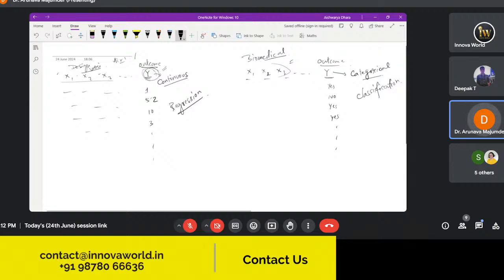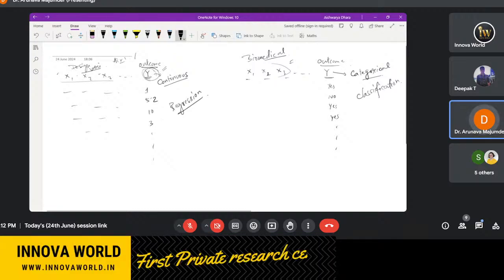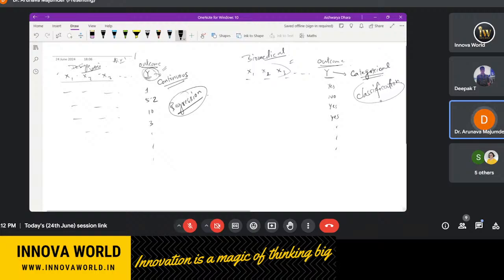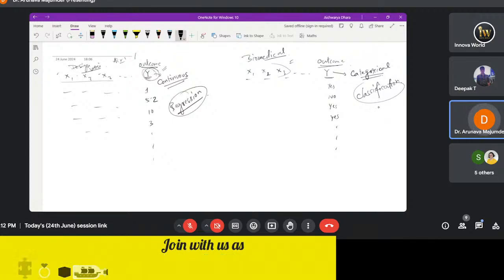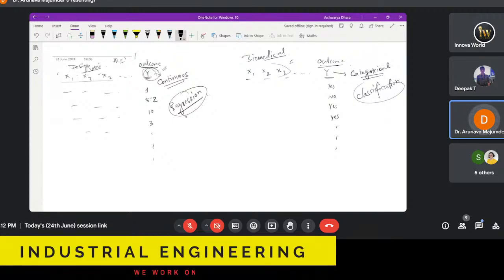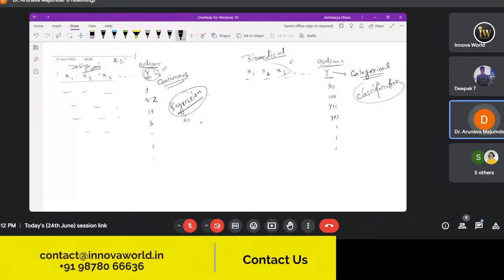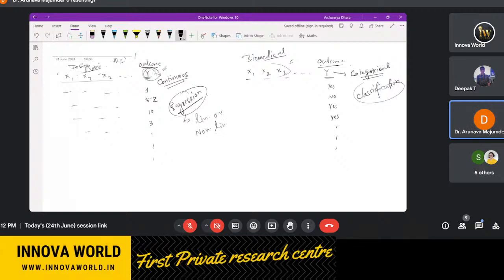Okay. So what kind of analysis we will do? If you are having the continuous data set, I'm only talking about the outcome variables. If the outcome variable is continuous, use regression. If the outcome variable is categorical, use classification. Okay. Now in classification, yes, regression is also there, but that regression is logistic regression or multinomial regression. But this regression is a continuous variable regression. A regression model will be formed, maybe linear or non-linear regression.